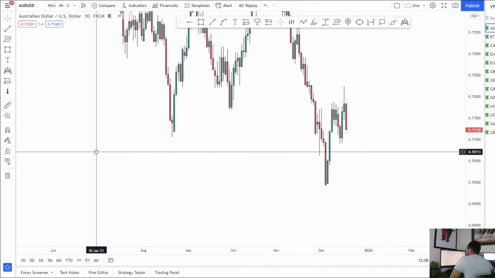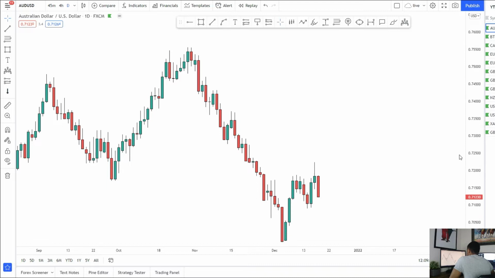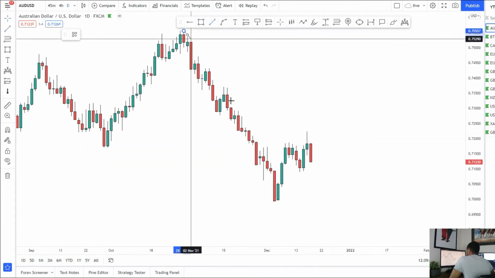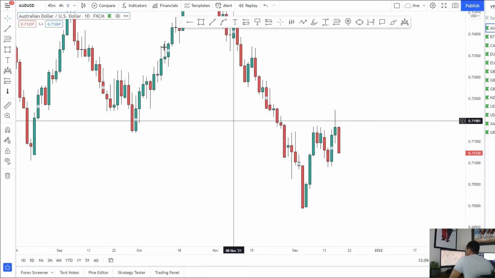Okay, so let's see what's happening with AUD/USD. So this week we had a bullish price coming into the week. We had this massive bearish trend. That price has broken through that trend line. So we're expecting to see a bit more upside this week, which we did briefly.